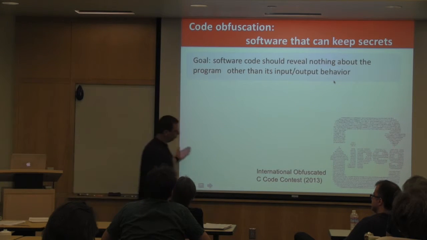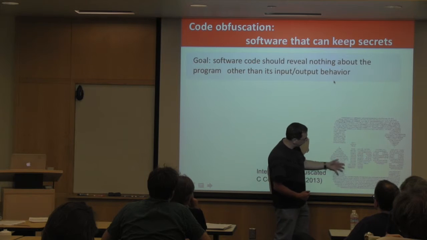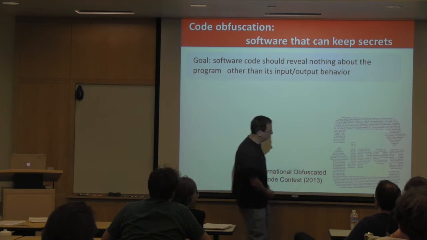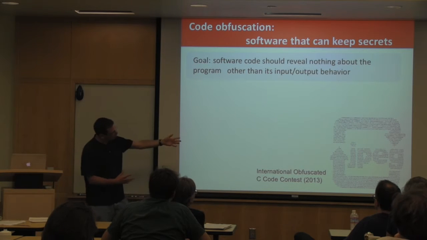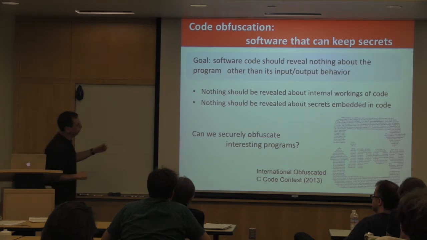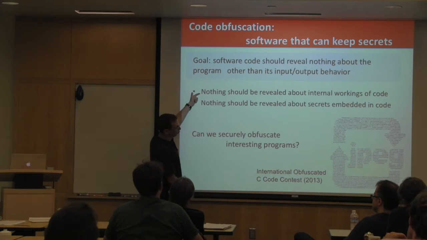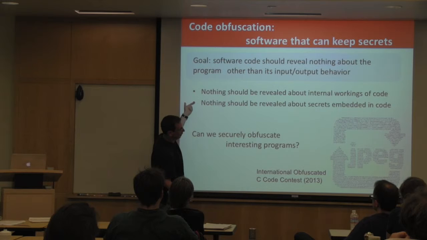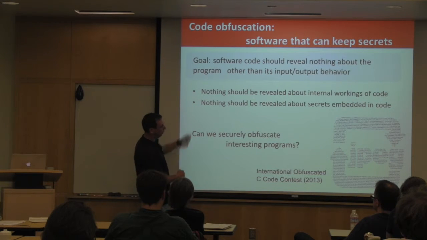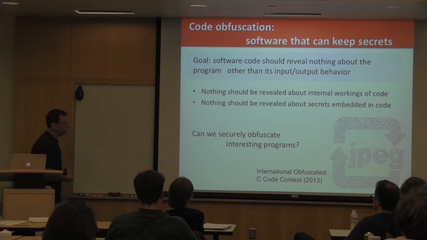Yeah. So here there are these contests every year. Here you have like a JPEG decoder that's kind of obfuscated. So presumably it's hard to understand how it works, but not really. This is more of an ad hoc obfuscation. Our goal is to make it so that nothing should be revealed about the inner workings of the code. Basically, there might be secrets embedded in the code, and you should provably not be able to reveal secrets that are embedded in the code from the code itself.